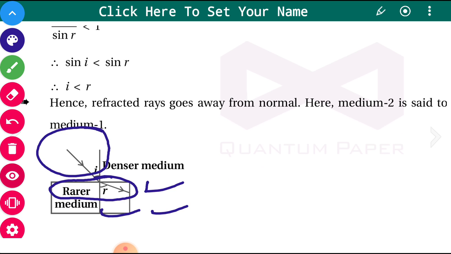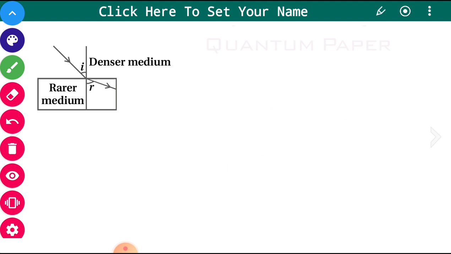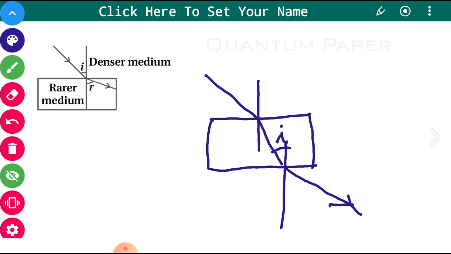Now try to understand this part by considering the whole phenomenon of refraction. You can take the glass slab. When the ray of light is incident, it bends towards the normal. Now when it goes out of this glass slab, what will happen? It goes away from the normal. So this is the angle of incidence for the second surface, and this becomes the angle of refraction.